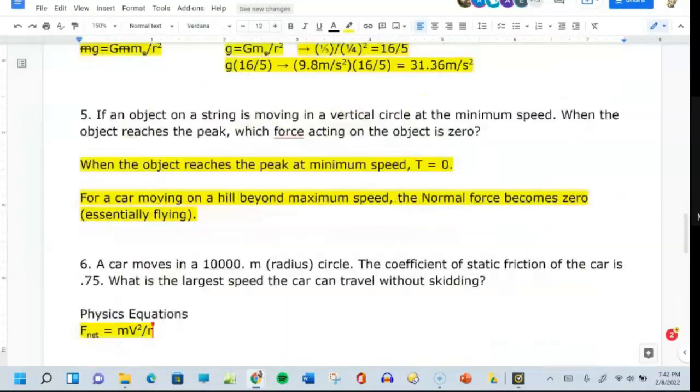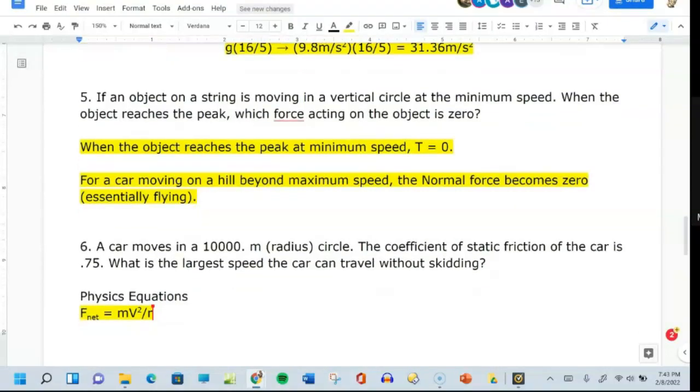Number 5, an object on a string moving in a vertical circle at a minimum speed. When the object reaches its peak, which force is 0? We talked about that. At the minimum speed, the tension becomes 0, and the only centripetal force is the weight. So it's going slow enough where the weight actually can serve as the centripetal force.